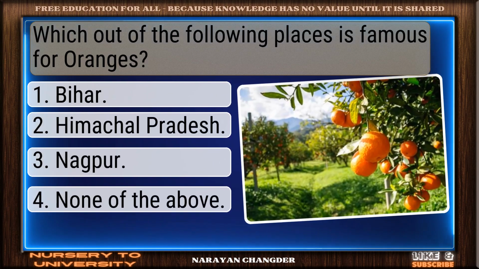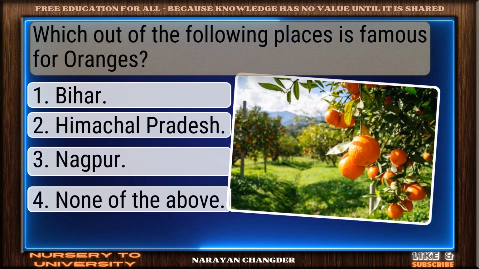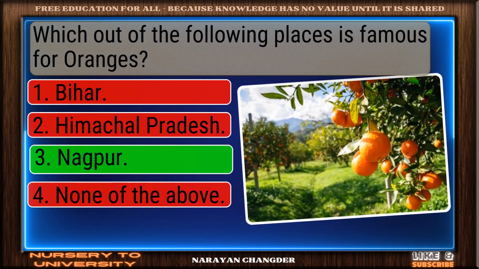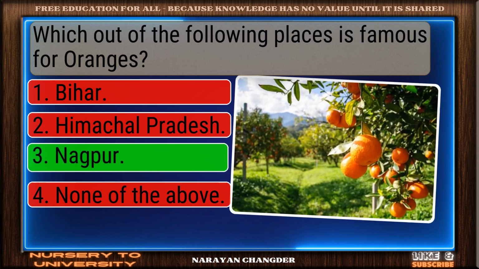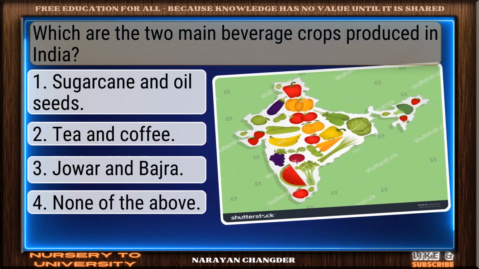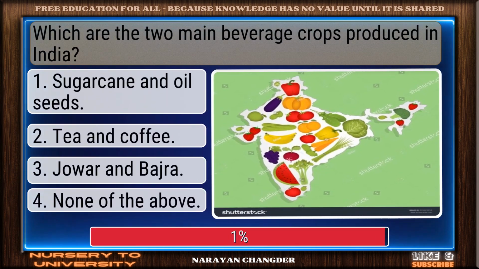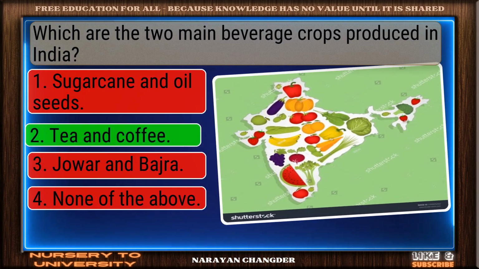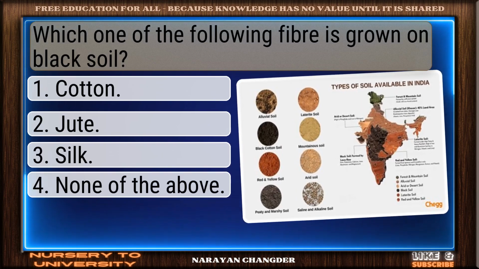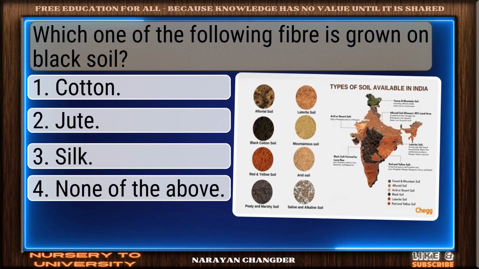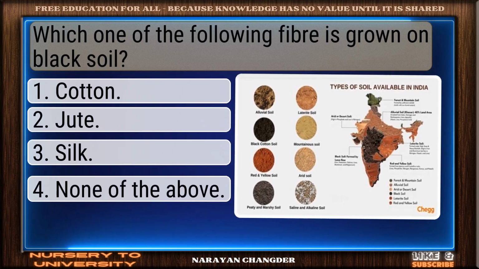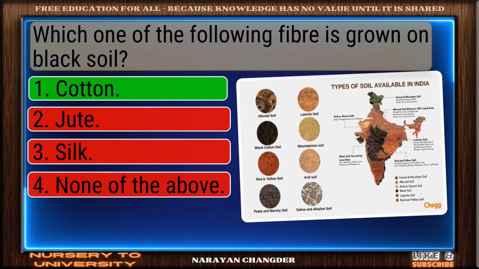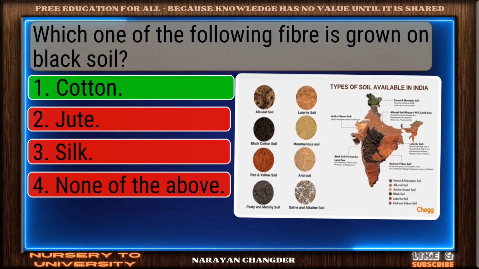Which out of the following places is famous for oranges? You chose Nagpur. Correct. Which are the 2 main beverage crops produced in India? On track. Tea and coffee is correct. Which one of the following fibers is grown on black soil? Smart pick. Cotton is correct.